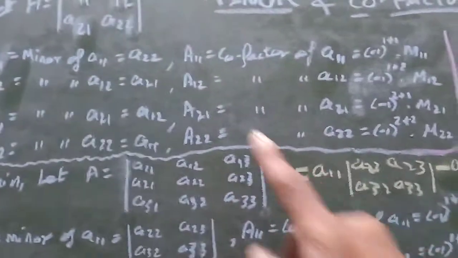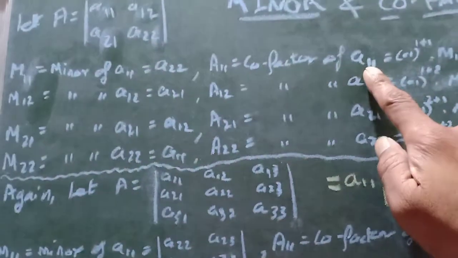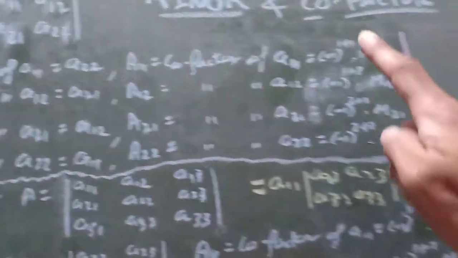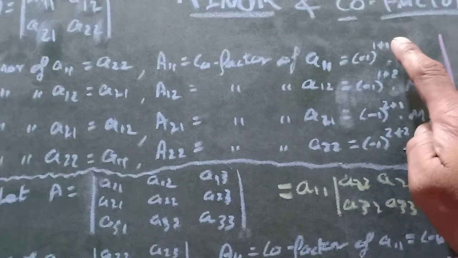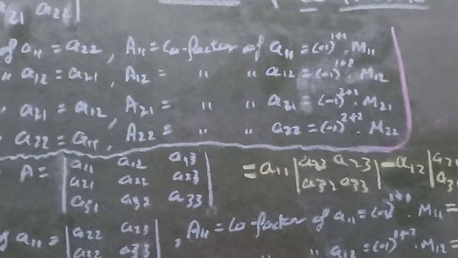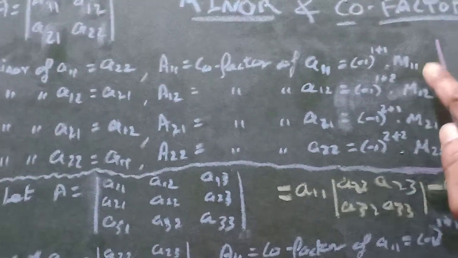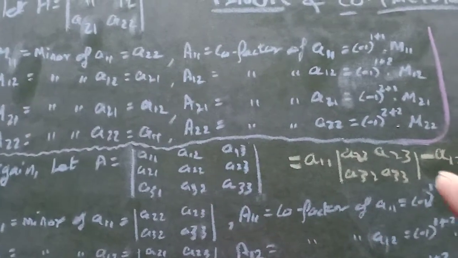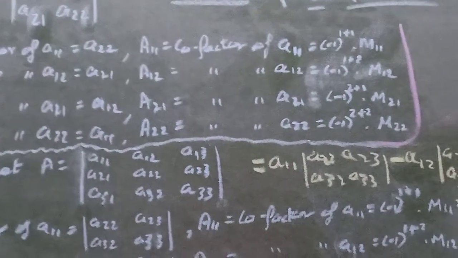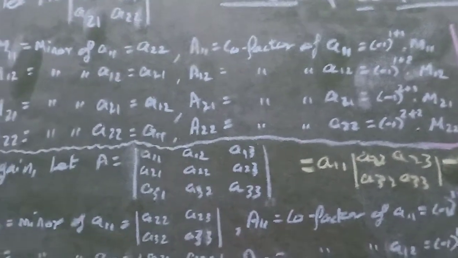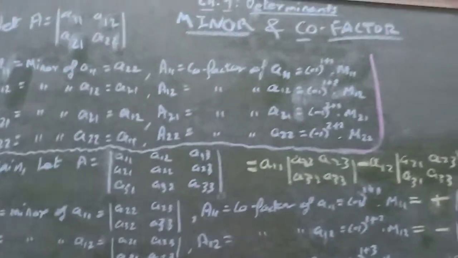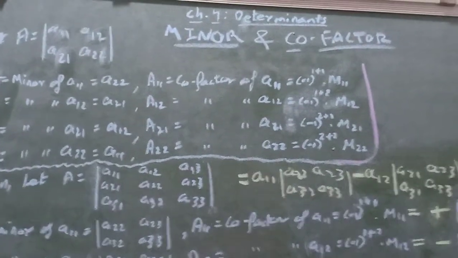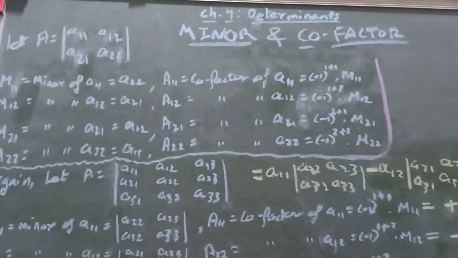Capital A11 means the cofactor of element A11, which is equal to minus 1 raised to 1 plus 1. This first 1 means the row in which this element is present, and the other is the column in which this element is present. So minus 1 raised to 1 plus 1 into M11, the minor of A11. Same way, cofactor of A12 is minus 1 raised to 1 plus 2 into M12. Same way A21 is minus 1 raised to 2 plus 1 into M21, the minor of A21, and A22 is minus 1 raised to 2 plus 2 into the minor of A22.